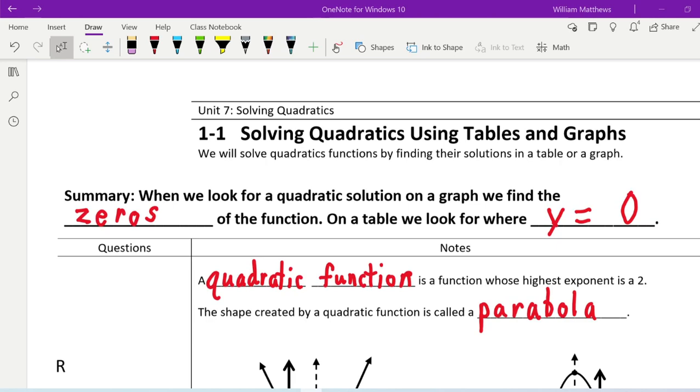A quadratic function is a function whose highest exponent is 2. So when we are talking about this, we're saying that the exponent's value of our x variable is 2. The shape created by a quadratic function is called the parabola.